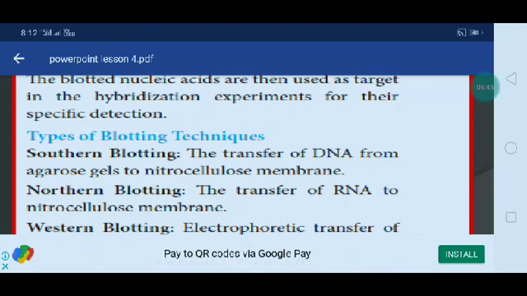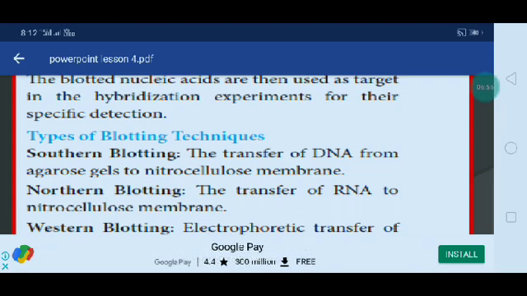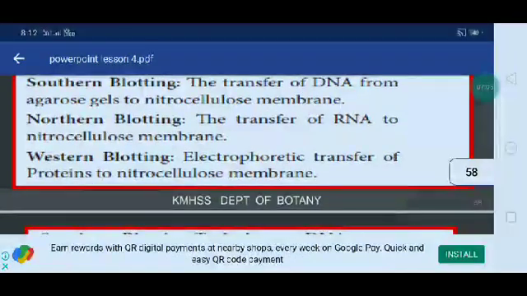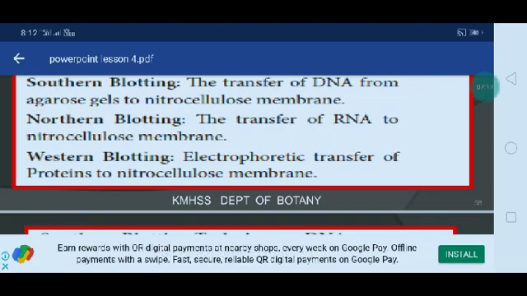What are the types of blotting techniques? First, Southern blotting: transfer of DNA from agarose gel to nitrocellulose membrane. Northern blotting: transfer of RNA to nitrocellulose membrane. Then Western blotting: electrophoretic transfer of protein to nitrocellulose membrane. That is called Western blotting.